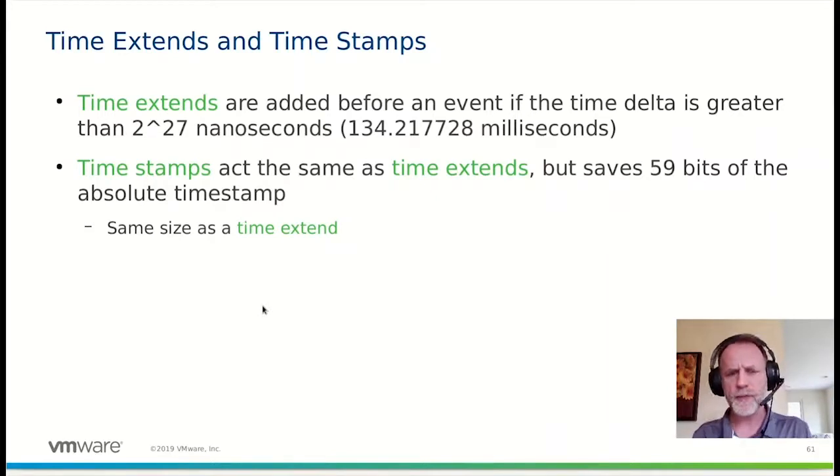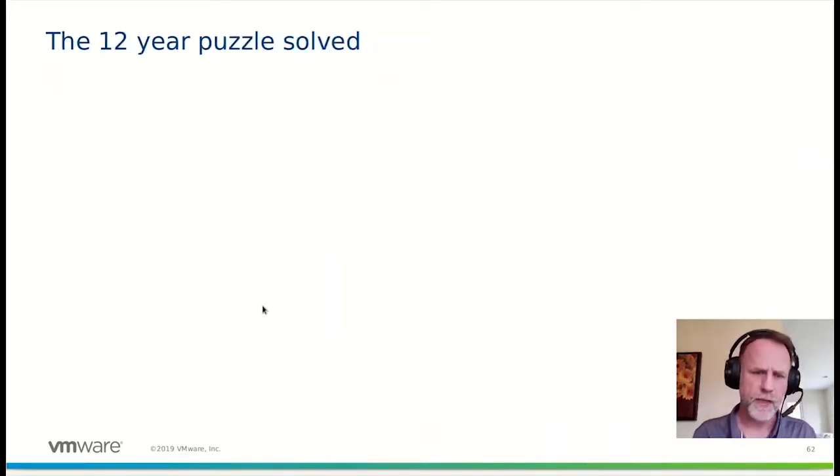So the timestamps are basically the same size as time extents. But for this algorithm, we actually use those timestamps. Actually, I'm glad he added that because we could use that information. That was one of the key ingredients that we needed for this fix. So the 12-year-old puzzle solved.